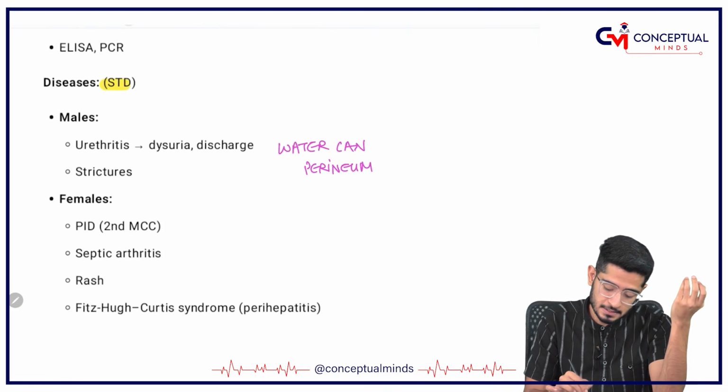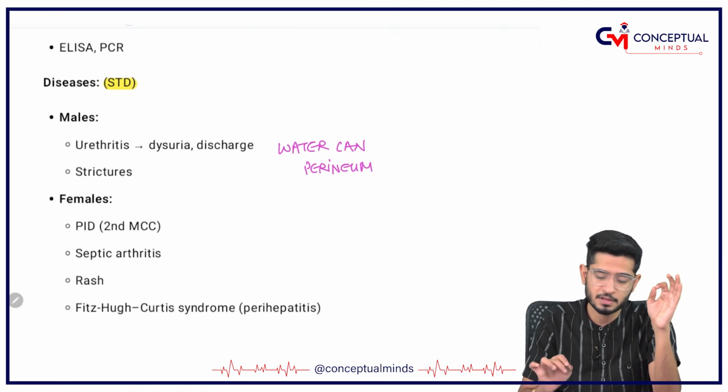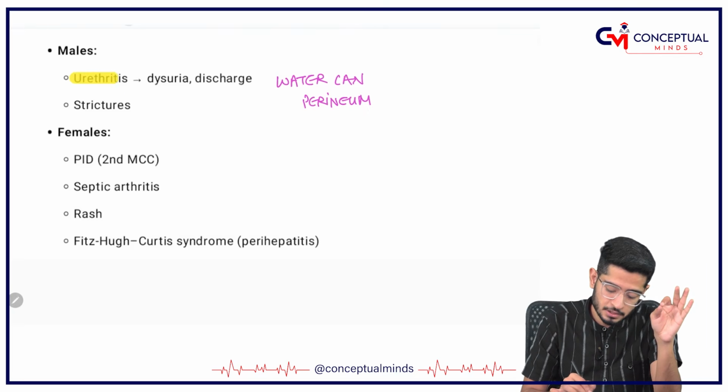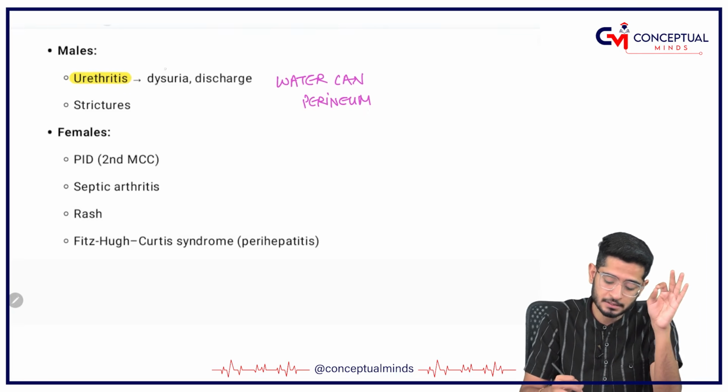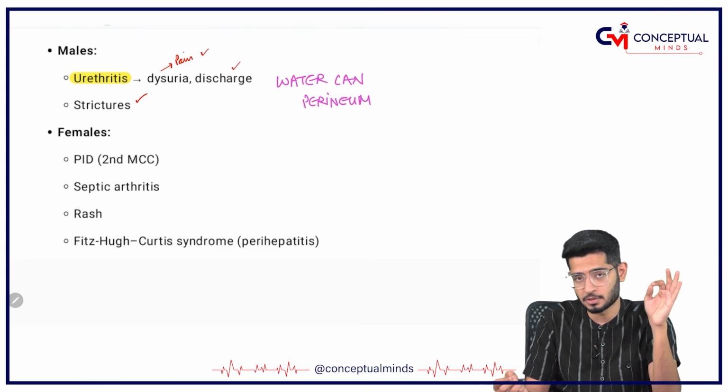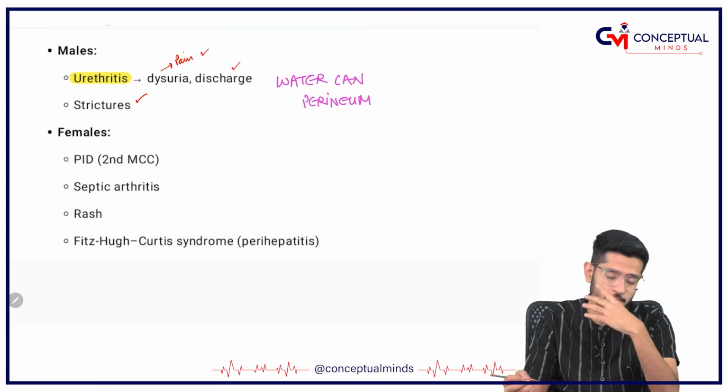What are the diseases? It is responsible for causing the sexually transmitted disease, gonorrhea. Remember, in males it is having urethritis. So, naturally at the time of urination there will be pain, there will be discharge, and of course there is a stricture formation. So, what does stricture formation mean?